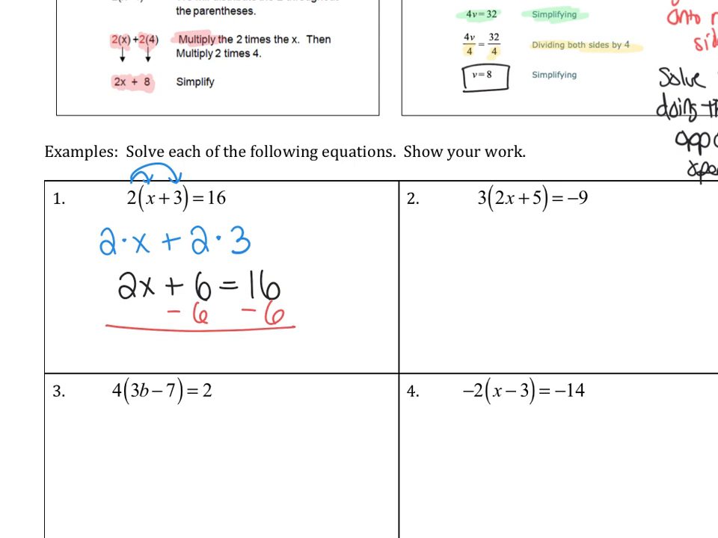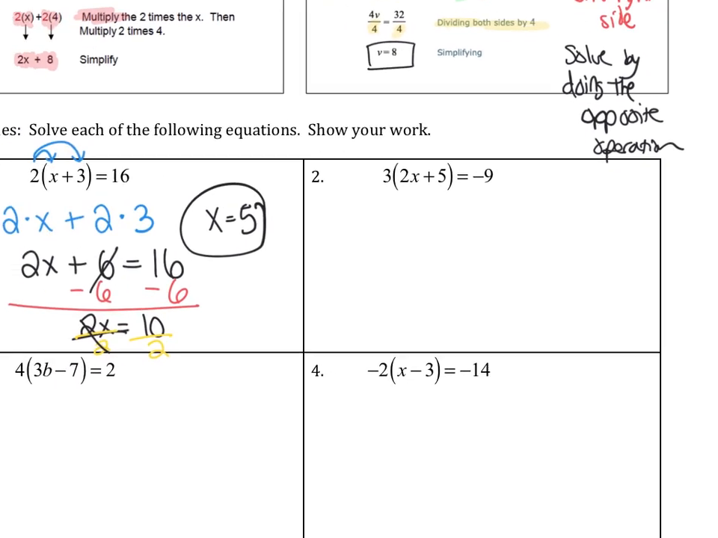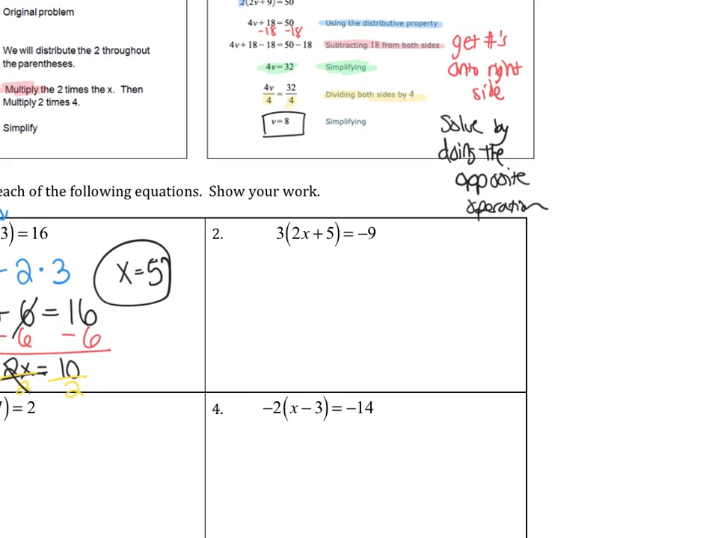Again, these are two-step equations, so I'm still getting rid of the adding and subtracting first, then the multiplying and dividing. So if I minus 6, I now have 2x is equal to 10. And then I'm going to get rid of the multiplying by 2 here, and I'm going to divide both sides by 2, and I get a final answer here of x equals 5. That is our final answer. Okay, so get rid of the parentheses first by distributing, and then work on solving your two-step equation.